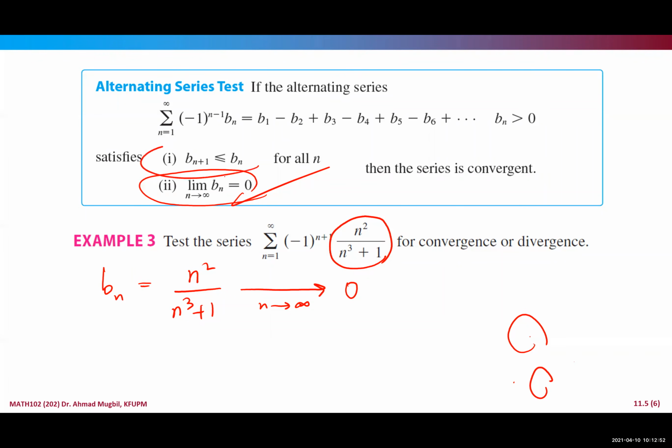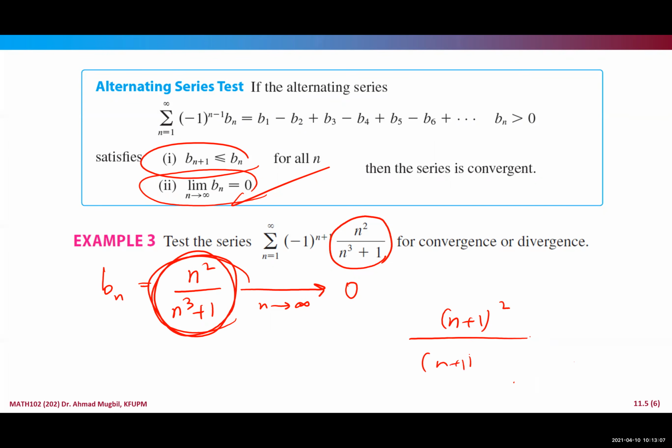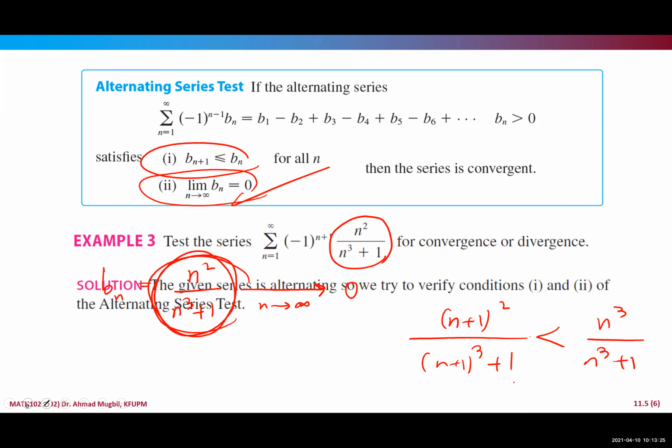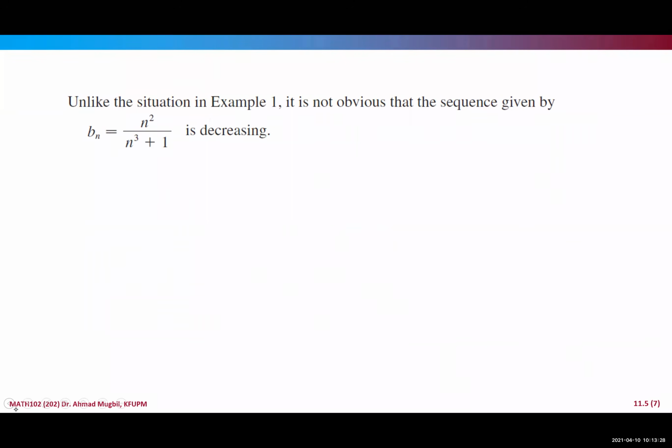This goes to 0, so the second condition is checked. Now you can go to the first condition. The problem here is that it is not easy, ya shabab, to decide that it is decreasing by comparison. Of course, you would need to show that (n+1) squared over (n+1) cubed plus 1 is less than n squared over n cubed plus 1. You can use cross multiplication to show that, but in most situations it is not easier than using the first derivative. So it is better, ya shabab, to work with the first derivative.